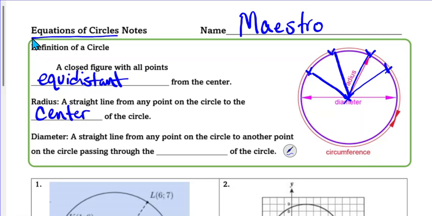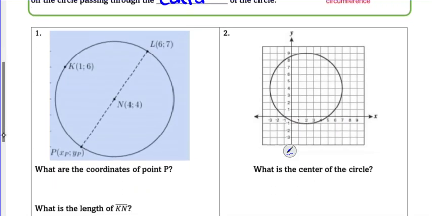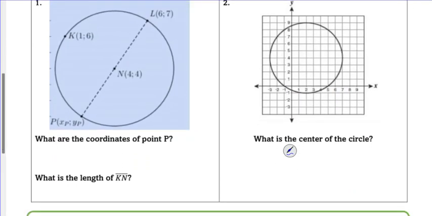If I extend the radius and continue to the other side of the circle, that forms the diameter. That's the straight line from any point on the circle to another point on the circle that's passing through the center. All right, so we need to know about radius, diameter, and we're also going to need to think about the midpoint and distance formula at times throughout this to find other attributes of our circle. So we have a couple examples here just talking about parts of this circle, really.